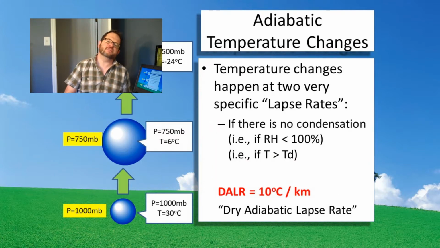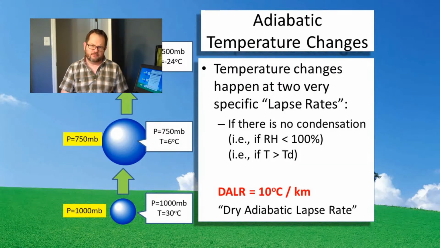So this air parcel, as we lift it, is cooling. We know that all air parcels, as we lift them, will cool. And it turns out it happens at a fairly specific rate. Now, there's a condition on that, though. It depends on whether or not the air is saturated. If air is not saturated, if there's no condensation going on, if the relative humidity is less than 100%, if the temperature is greater than the dew point, all those good things, it turns out to be a really nifty constant rate. The dry adiabatic lapse rate, or the DALR.